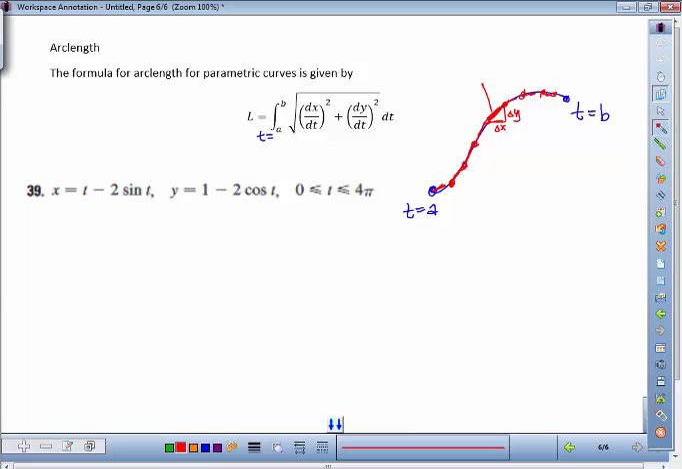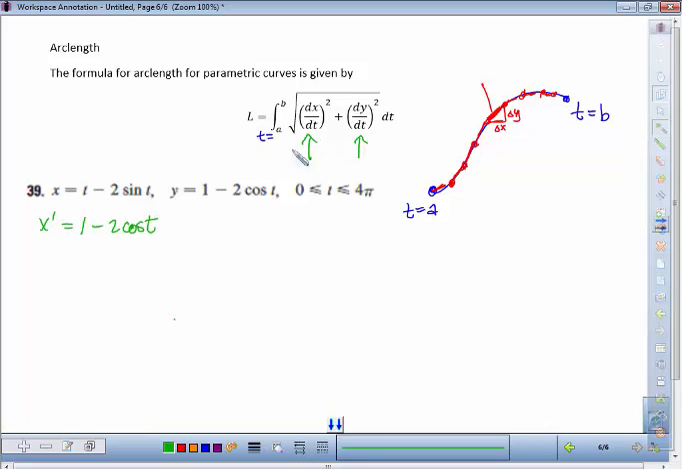So all this really boils down to is being able to use a formula. And the components that we want out of the x and y functions are dx dt and dy dt. So our function x is equal to t minus 2 sine t, and our function y is equal to 1 minus 2 cosine t. We want the derivatives of those. Let's call it x prime. The derivative of t is 1. The derivative of sine is positive cosine. So that's one of them.